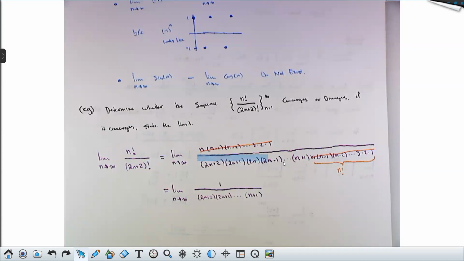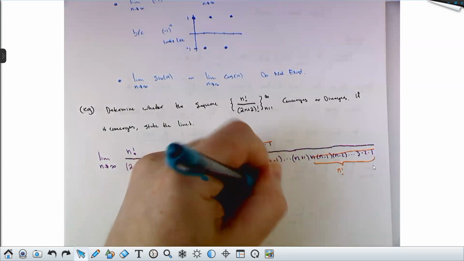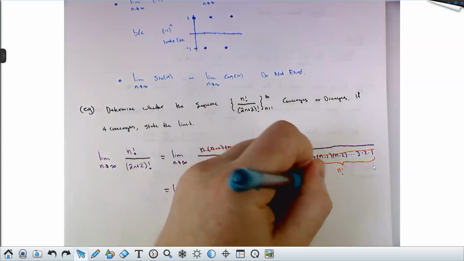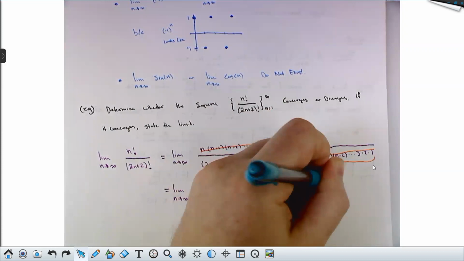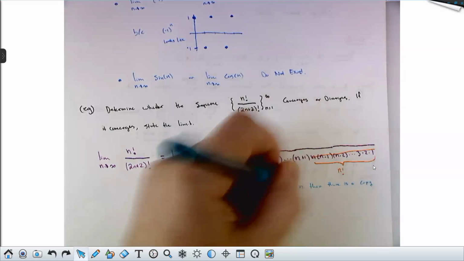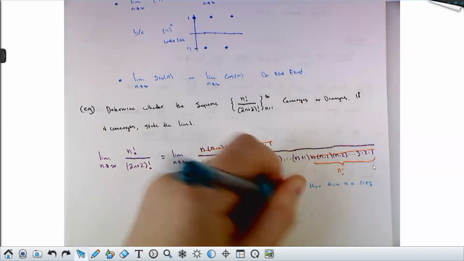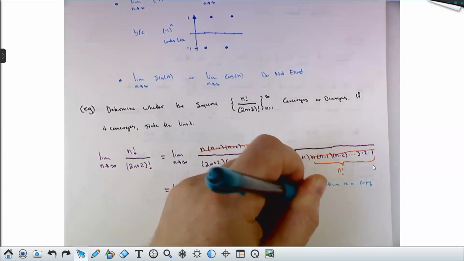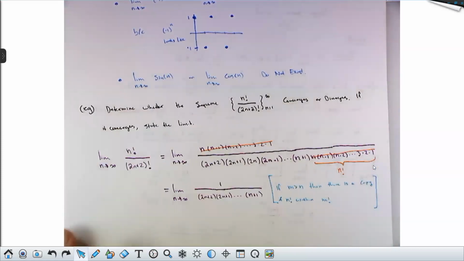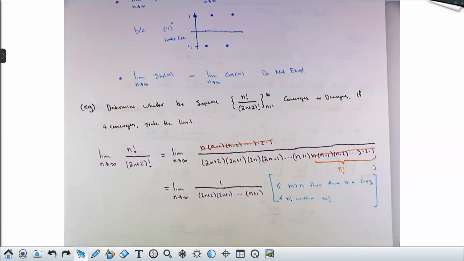But the big idea here is to try and see what's in the denominator. The thing that's running in the background is if m is bigger than n, then there is a copy of n factorial within m factorial. That's sort of the nice intuition here.